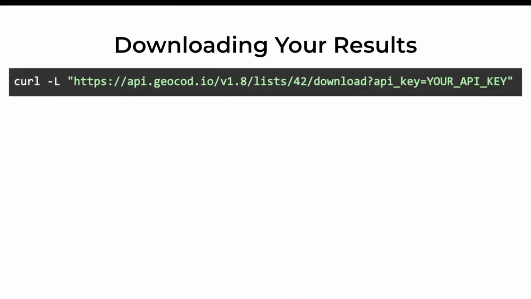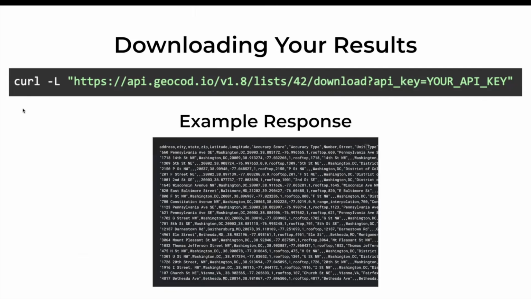Once your list shows the completed status, you can download the results using this command. The important thing here is the -L flag. This tells curl to follow redirects. Your results come back as a UTF-8 encoded CSV file with tons of useful information. You'll get your original data plus geocoding results, accuracy information, and standardized address components. If you choose to append any additional datasets, that information will be included as well.